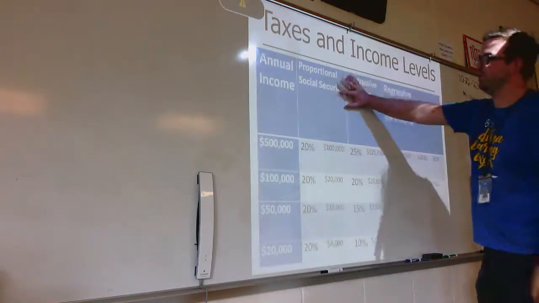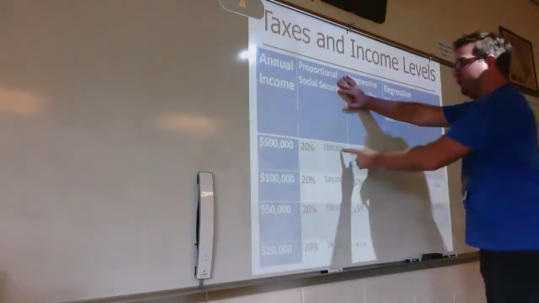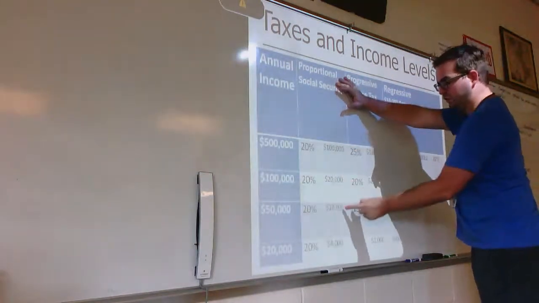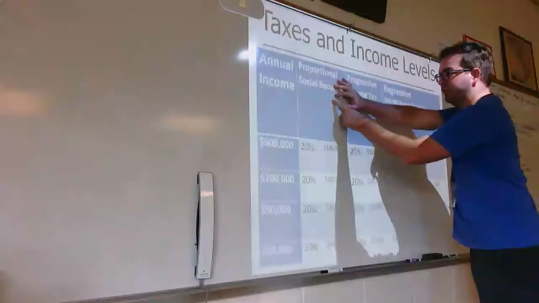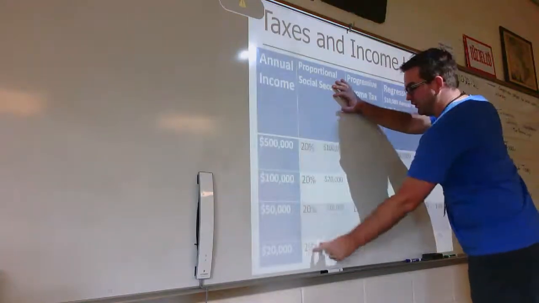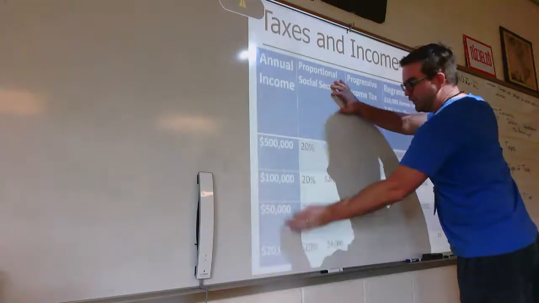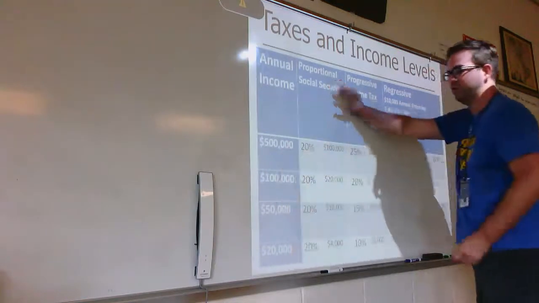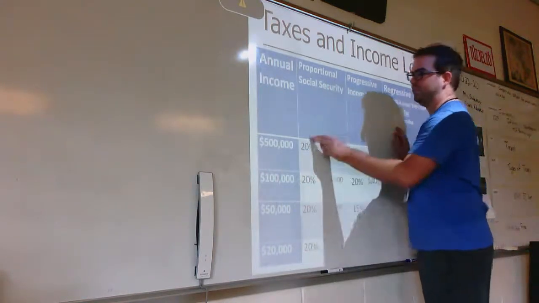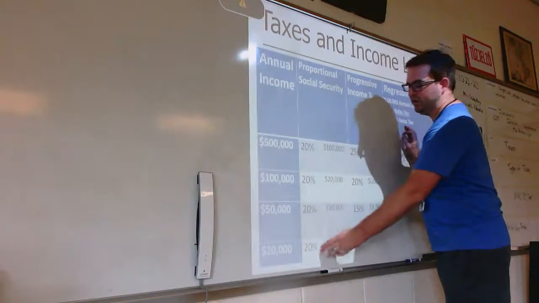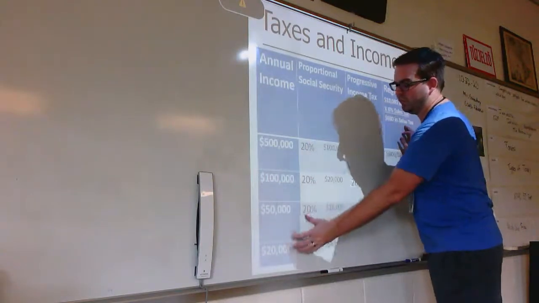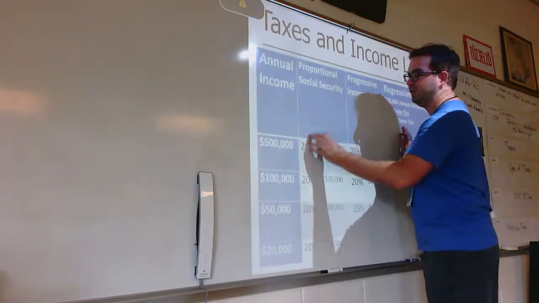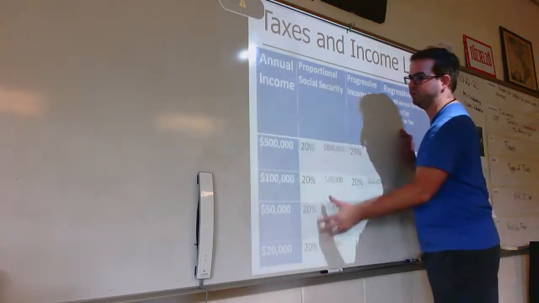Alright, so proportional taxes would be like Social Security, right? No matter if you make $20,000, $50,000, $100,000, $500,000, it's still going to be a certain percentage of your income, right? So they're not going to care about whether you make a little bit of money or a lot of money, it's still going to be the same percentage with a proportional tax.